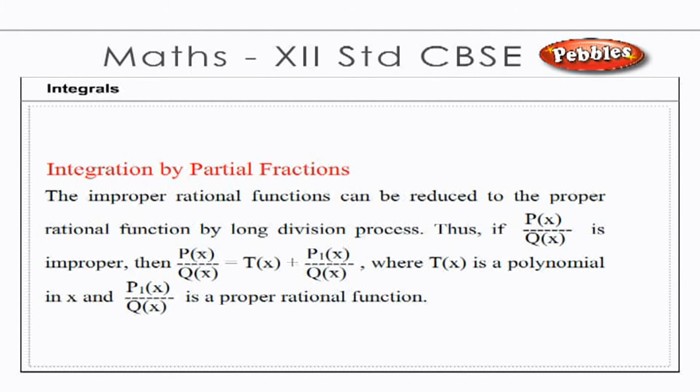The improper rational functions can be reduced to the proper rational function by long division process. Thus, if p of x by q of x is improper, then p of x by q of x is equal to t of x plus p1 of x by q of x, where t of x is a polynomial in x and p1 of x by q of x is a proper rational function.